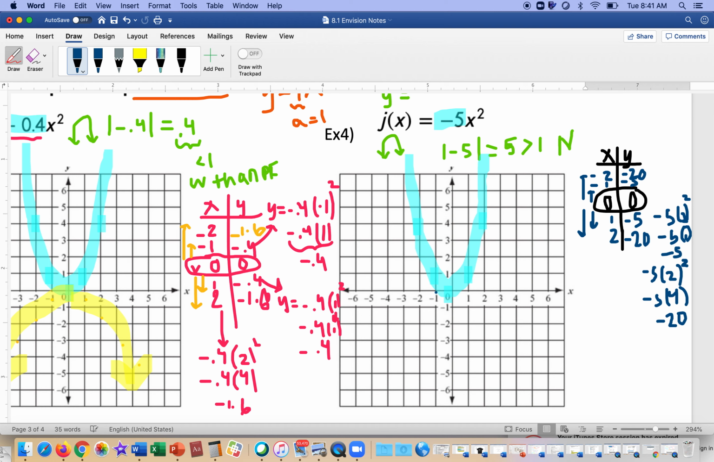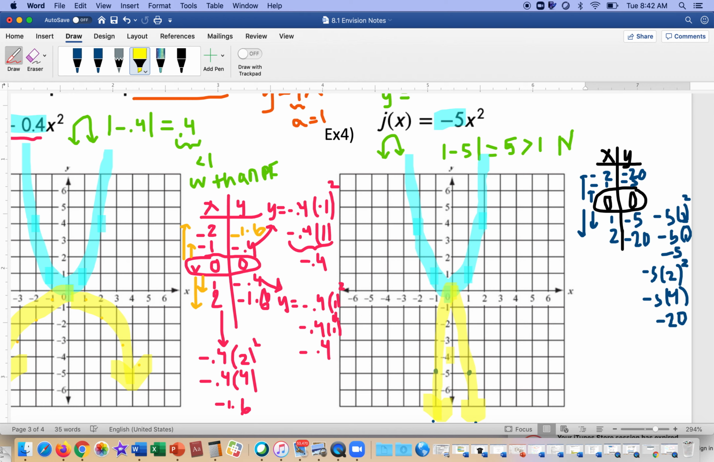So we have -1, -5, 1, -5, and -2, -20 is going to be like way down here and really narrow, okay? And then I'll do this in yellow. Vertex, come down. Vertex, come down. We should have some arrows on there. And we know it makes sense based off what we said.